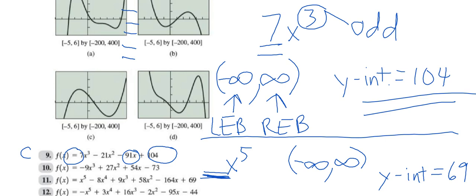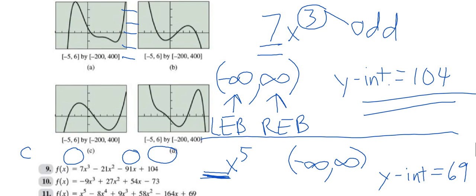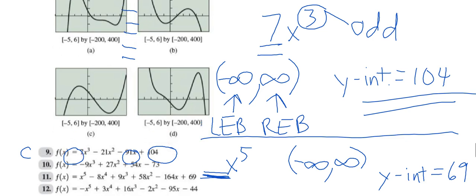Which choice are we talking about? It is choice A. If you look at it, you have the same end behavior and you're crossing the y-axis below the 100 mark. So that's why it has to be choice A.